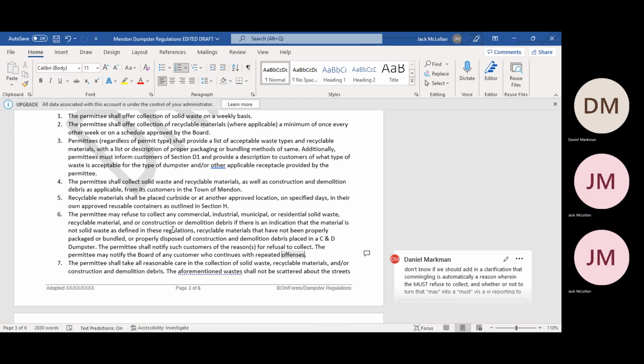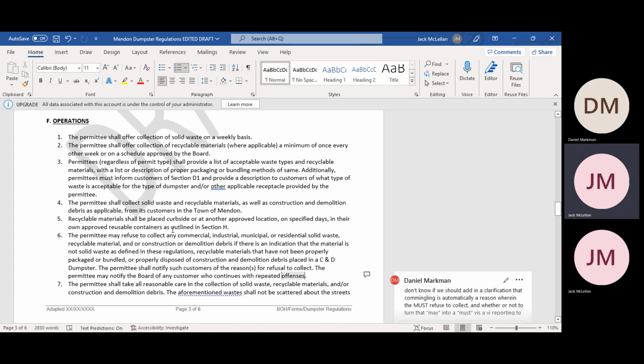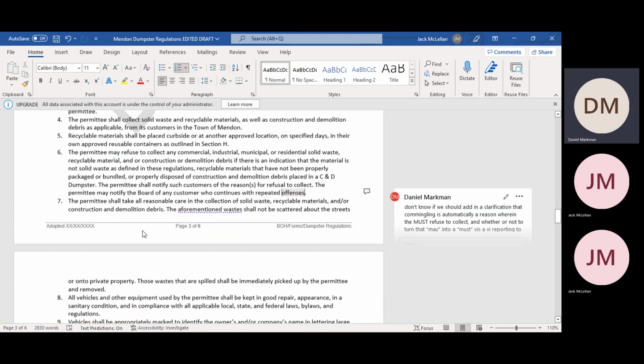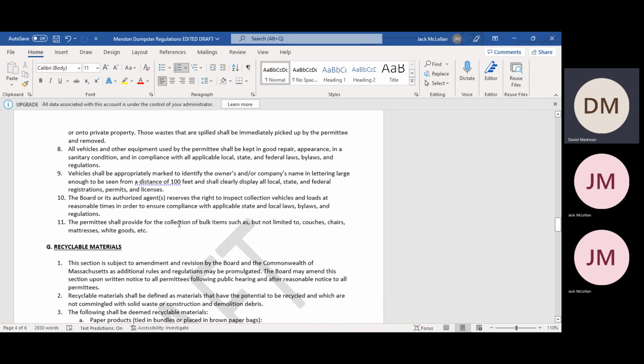residential permitting will only be for 90 days? I propose, if you want that, what I'm going to write right now is under section F, operations, right? I'm going to add a subsection 12, and it's going to read for dumpsters.